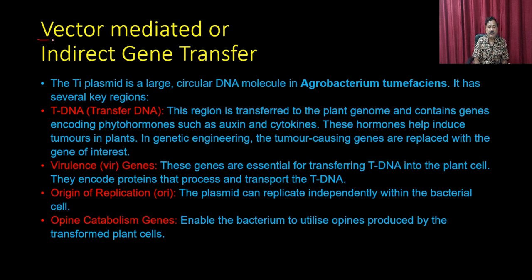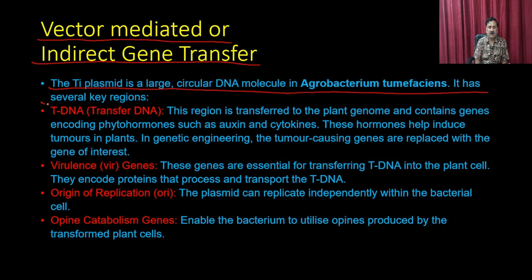Then we have the vector mediated or indirect gene transfer. The Ti plasmid is a large circular DNA molecule in Agrobacterium tumefaciens. It has several key regions: the tDNA, the vir genes, the origin of replication, and the opine catabolism genes.